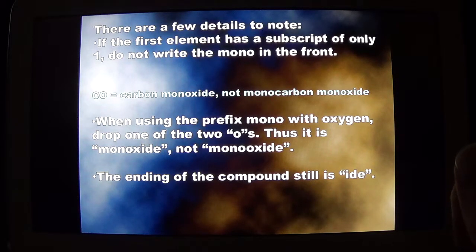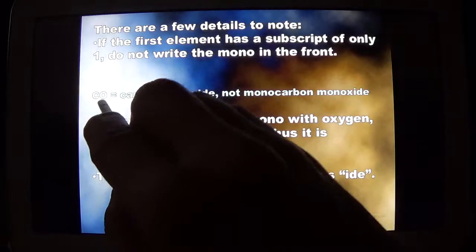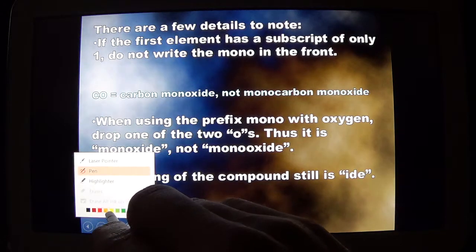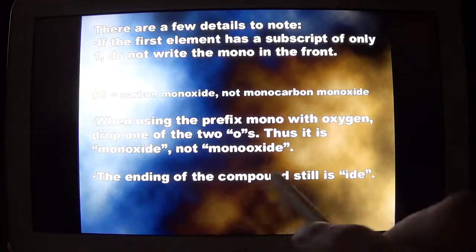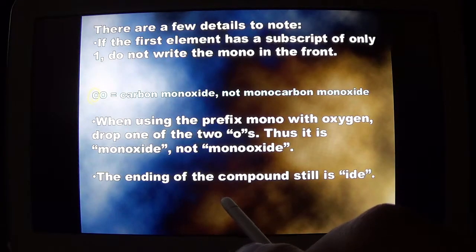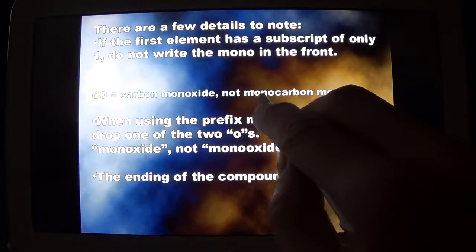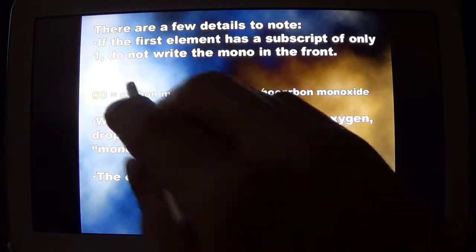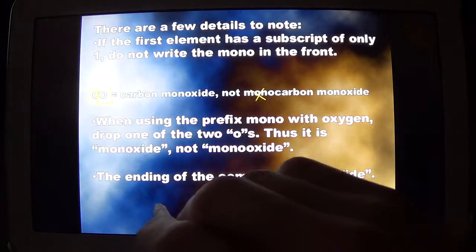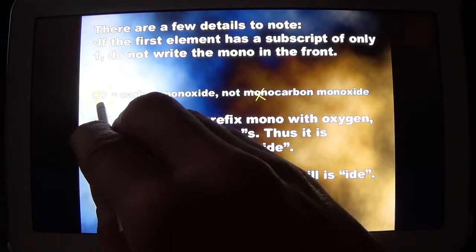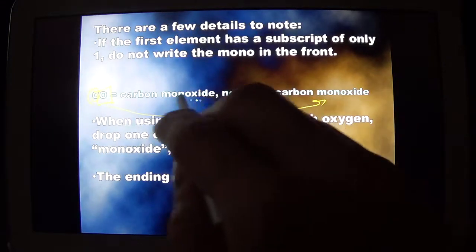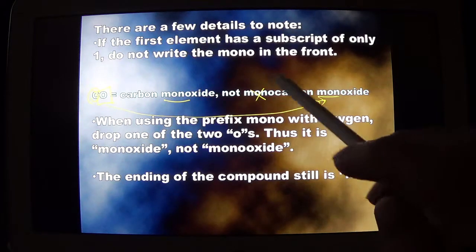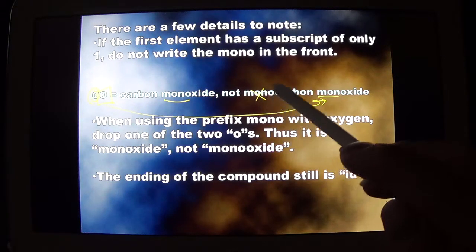Some other details. If we have one of the first element, so in CO, we have just one carbon, we will drop the prefix. So we're not going to say monocarbon monoxide, we're going to say carbon monoxide. Now please note in the second element, we do use the mono. Mono is there for oxide. All right? So it's only if it's on the very front that we drop it.